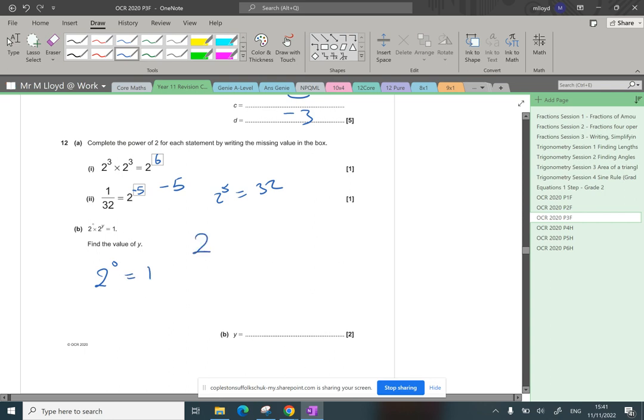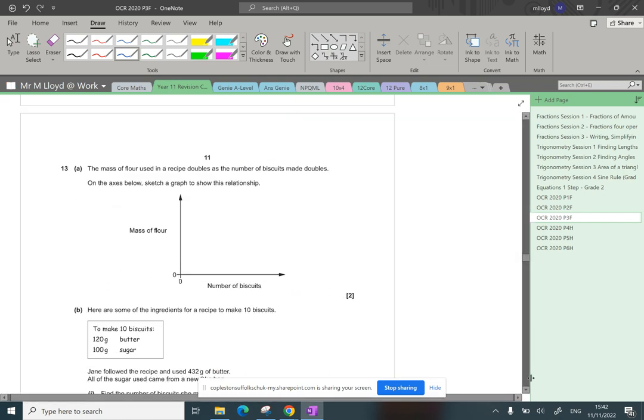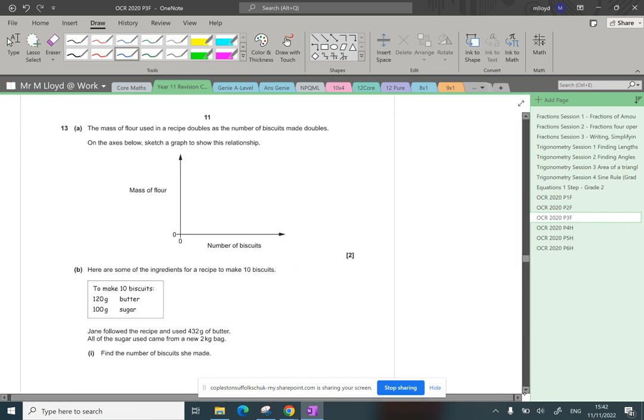And we've got 2 on its own, which means it's 2 to the power of 1, times by 2 to the y, and that will equal 2 to the 0. So we're adding these two powers when we multiply them. So 1 plus y equals 0, y equals negative 1. So y is negative 1. Quite a tricky one for question 12, but we're through it. Make sure you revise your indices when you can.